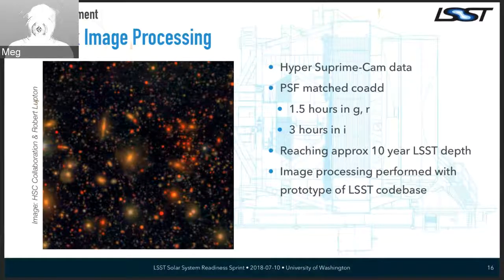So this is an image from Hyper Suprime-Cam on the Subaru telescope. This is a PSF-matched coadd, which is going to approximately the full LSST depth. HSC is in some ways a similar kind of instrument to LSST, with a much smaller field of view and a less ambitious survey program.